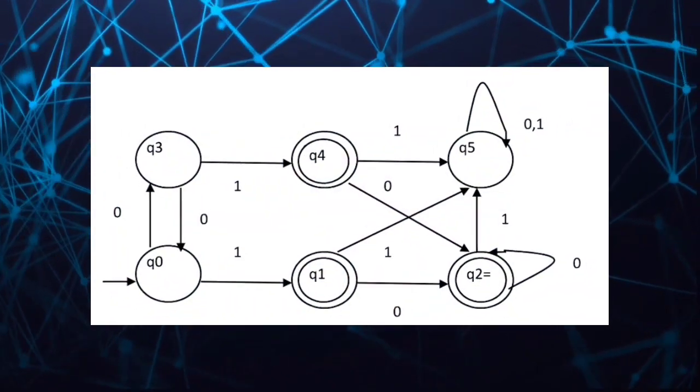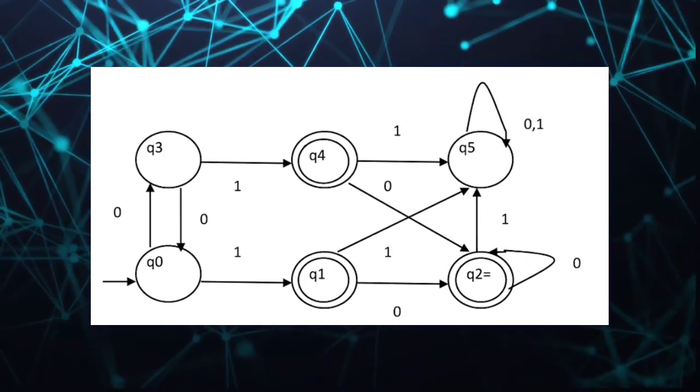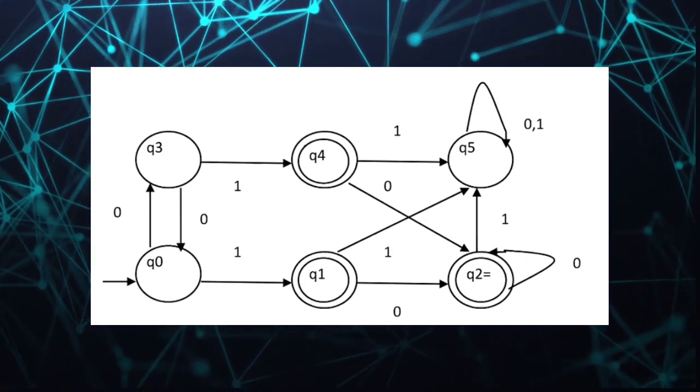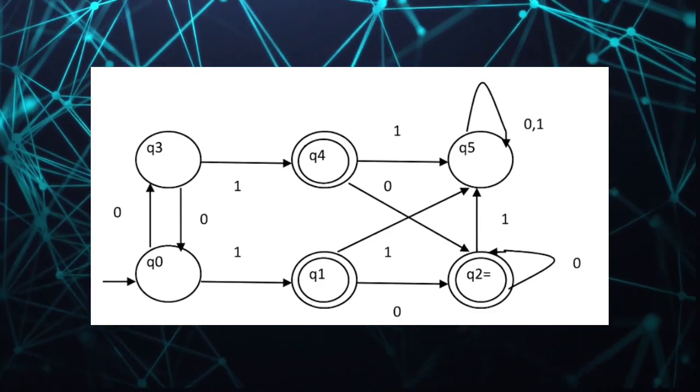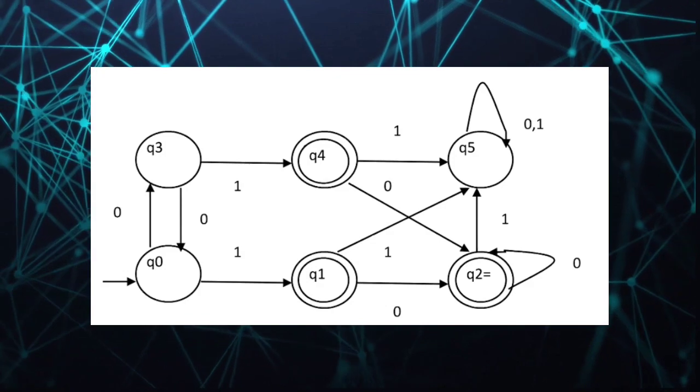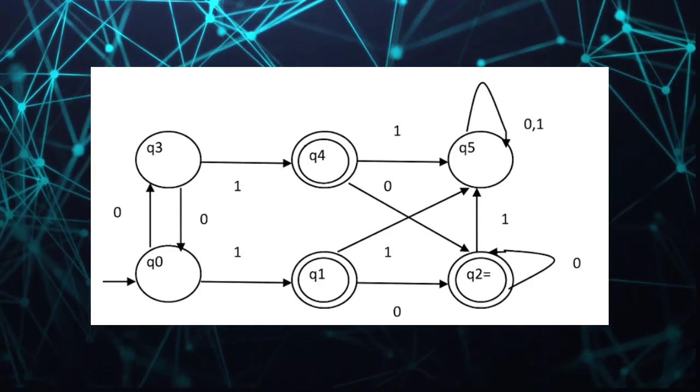So, take a look at this DFA. Here, we can see that we have 6 states, and those are Q0, Q1, Q2, Q3, Q4, and Q5. Our task is to minimize this DFA with the minimum number of states possible.